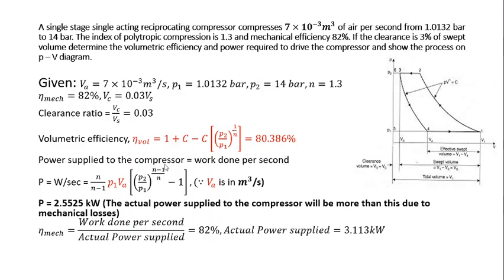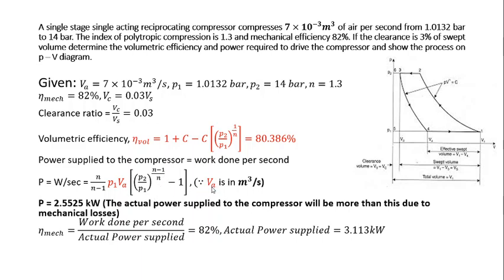See, we know that this compressor is a power consuming machine. We have to give some power to compress the air. So the power supplied to the compressor, if we are assuming that there are no losses, will be equal to the work done per second. So work done per second is the power, which is equal to n by n minus 1 P1 into VA into P2 by P1 raised to n minus 1 by n, minus 1.